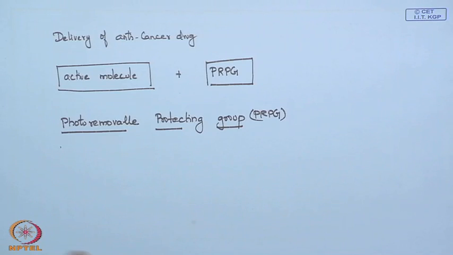What is this photo removal protecting group? Basically, we know about protecting groups, right? You have a molecule with two or three functional groups. You want to protect one functional group and carry out some reaction on the other functional group, and later on you do an acid or base cleavage and remove the protecting group to retain the functionality of the molecule.